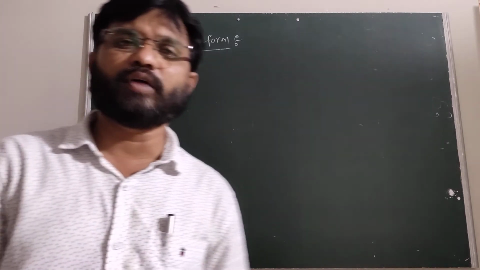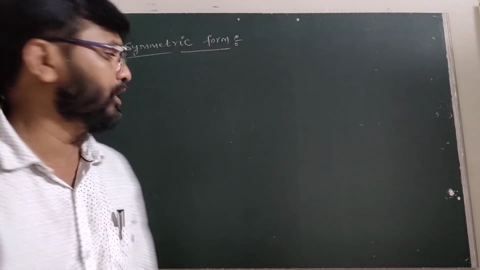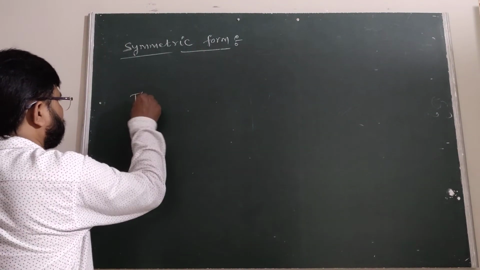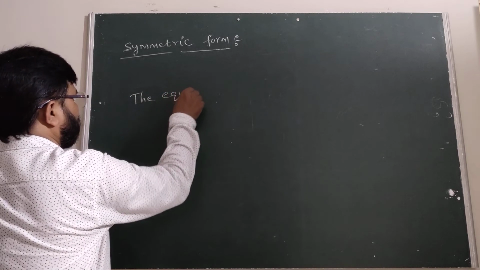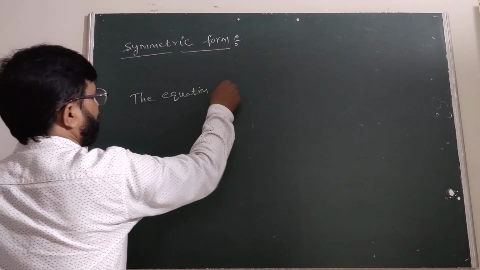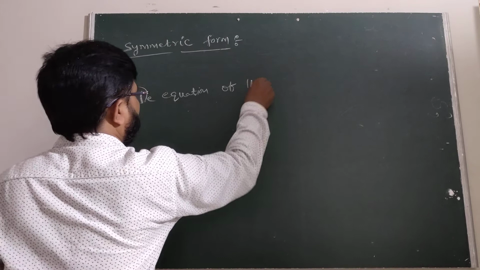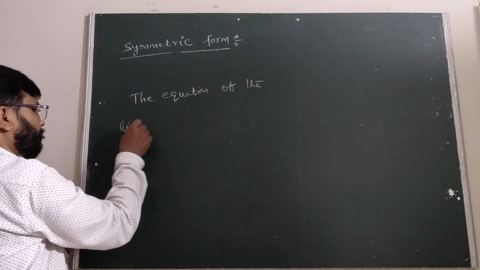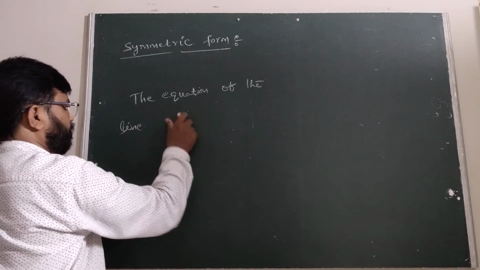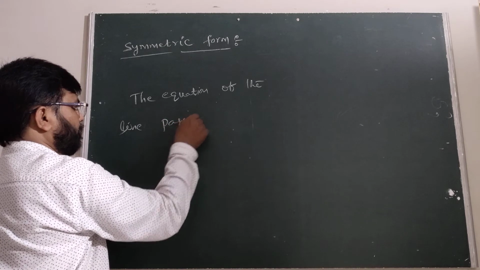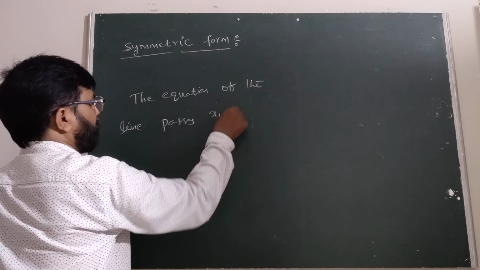Now the symmetric form of the straight line. The equation of the line that passes through the point (x1, y1).